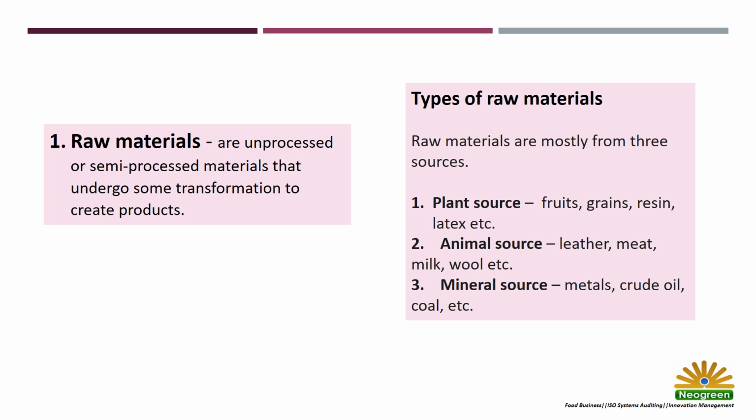Types of raw materials. Raw materials are mostly from 3 sources. 1. Plant source. Fruits, grains, resin, latex, etc. 2. Animal source. Leather, meat, milk, wool, etc. 3. Mineral source. Metals, crude oil, coal, etc.